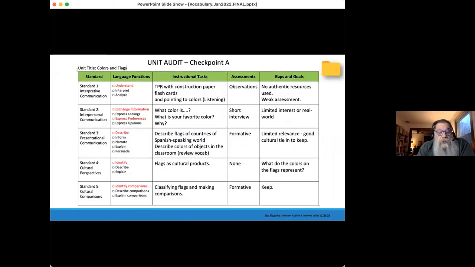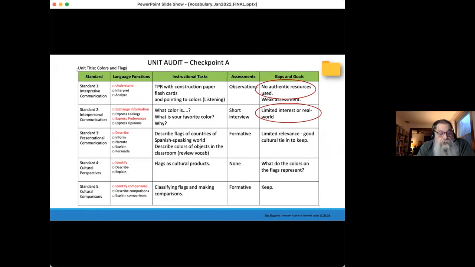So let's look at how we can incorporate these ideas into our teaching repertoire. So here's a unit audit I did on a short Checkpoint A unit that introduces color vocabulary by looking at different flags. Now the unit you'll see has well-identified communicative functions, but we can point out some areas where we might be able to engage the students more effectively. In the old unit, I used props, but really didn't incorporate any authentic resources. And some of the conversations we had weren't all that interesting or connected to real world usage.